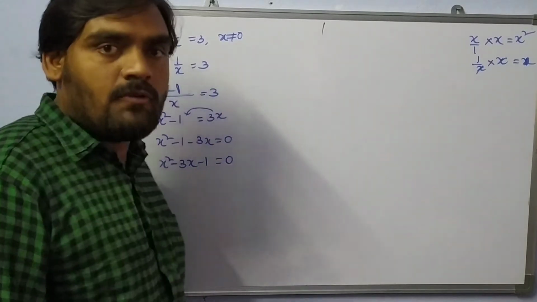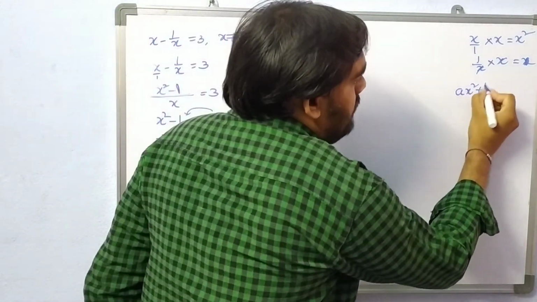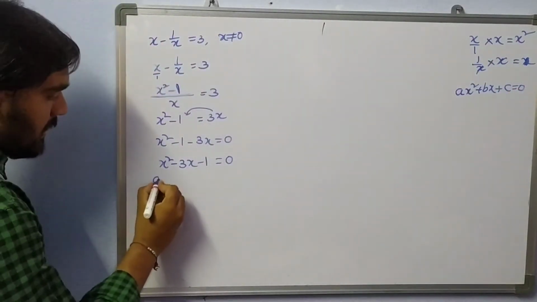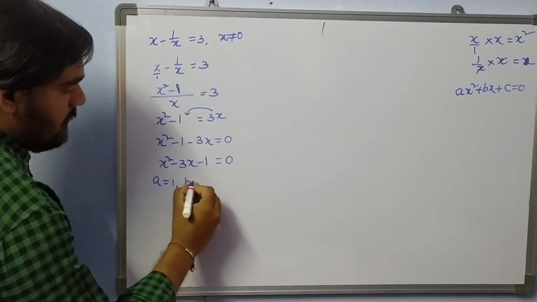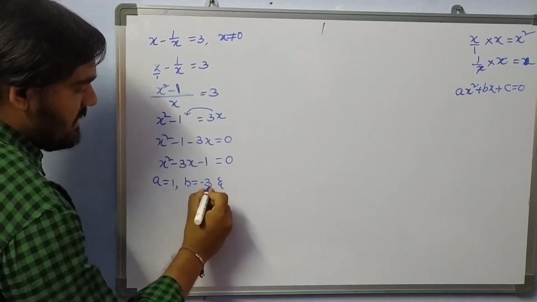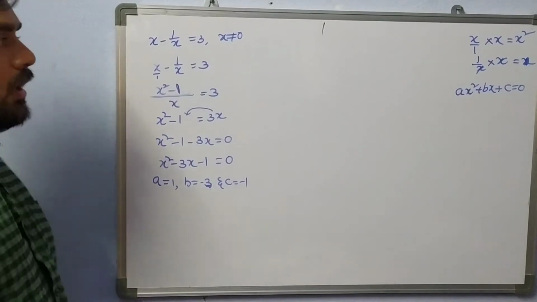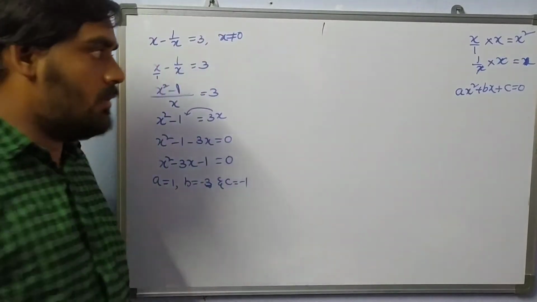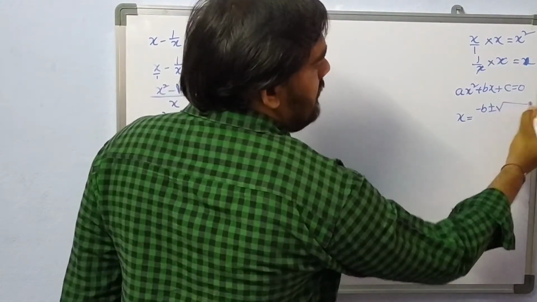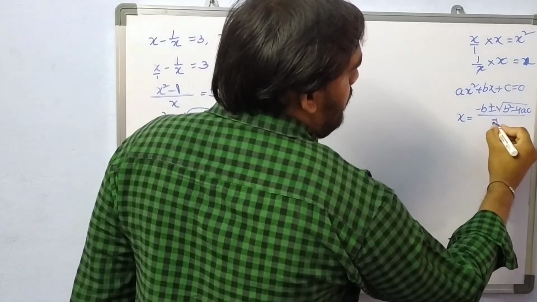Now compare with the general form of the quadratic equation, that is ax square plus bx plus c is equal to 0. At that time, a is nothing but 1, b is equal to minus 3 and c is equal to minus 1. So we need to find the roots of a quadratic equation. What is the formula to find roots of a quadratic equation? x is equal to minus b plus or minus square root of b square minus 4ac by 2a.